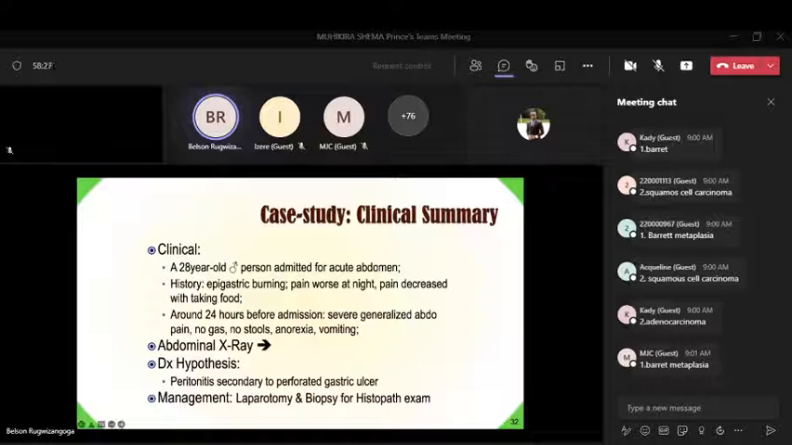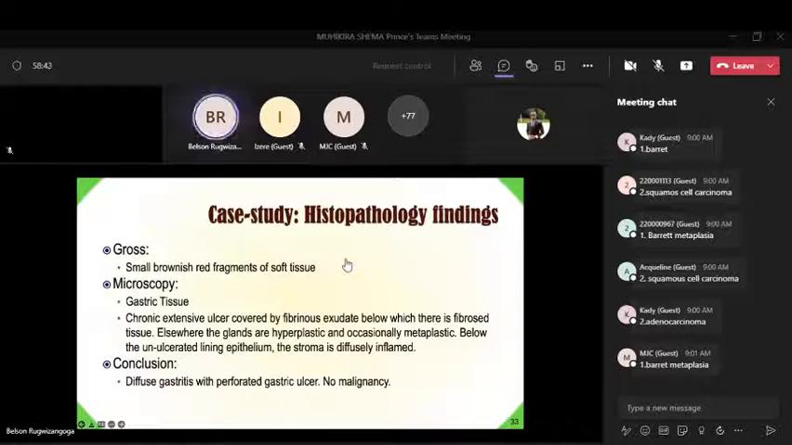So as treatment and management, they did a laparotomy, meaning they opened the abdomen to see what happened and do the repair. And they took a biopsy for examination. On gross examination, they just brought small brownish red fragments of tissue. On microscopy, it was seen that it is a gastric tissue. That is the first thing we look at, whether they have really taken the intended organ or not.